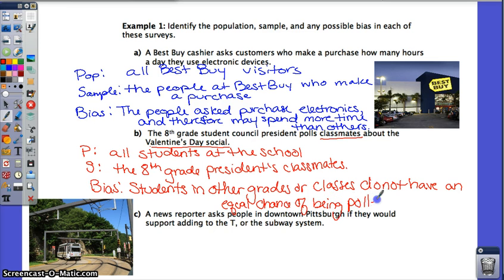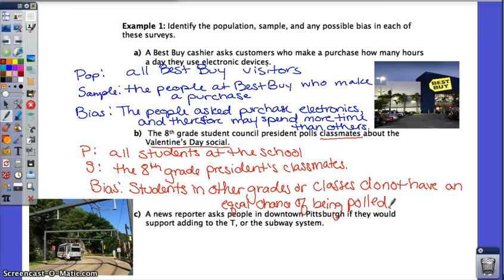Also think about this. If the student council president came up to you and said, how'd you like the social? Chances are you might feel a little cautious on how you answer that question because the student council is the one who puts on the social. So it would be more fair to send out maybe like a ballot in all homerooms, everybody completes one, and it's not being given to you by the student council president.